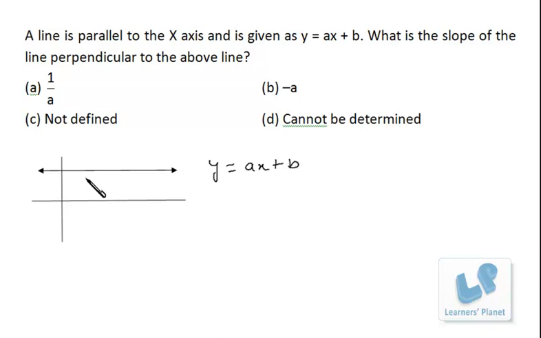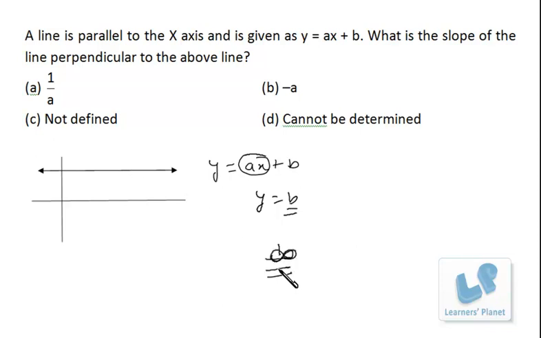Now if the line is parallel to the x-axis, that means its slope will be 0. That means this portion will be 0, or I can say a will be 0. So y will be equal to b only. Now if the line is perpendicular to it, its slope is not defined. Because if initially the line is parallel to the x-axis, then the slope is 0, then the slope of the line perpendicular to this will be 1 upon 0, or we can say not defined.